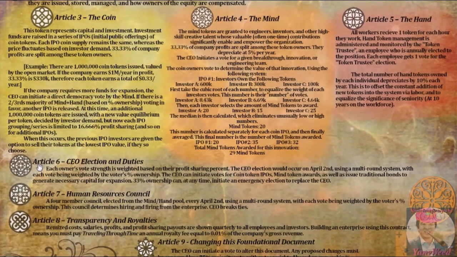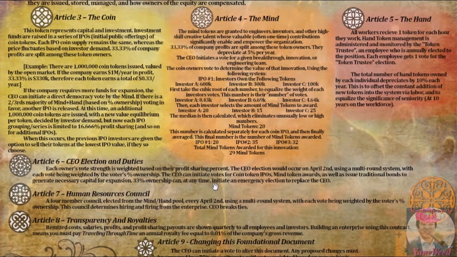So here we have Article 6, CEO election and duties. Each owner's vote strength is weighted based on their profit-sharing percent. The CEO election would occur on April 2nd using a multi-round system, with each vote being weighted by the voters' percent ownership. The CEO can initiate votes for coin token IPOs, mind token awards, as well as issue traditional bonds to generate necessary capital for expansion. 33% ownership can at any time initiate an emergency election to replace the CEO.